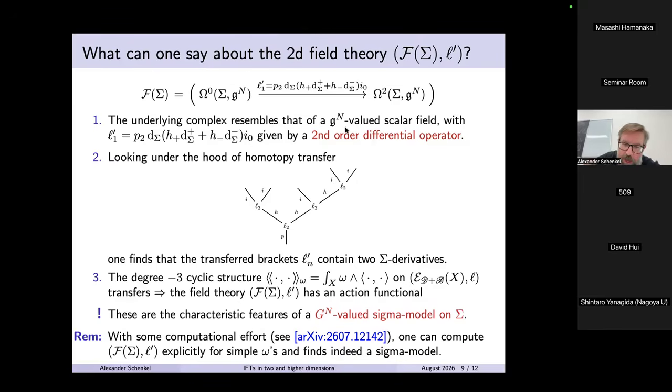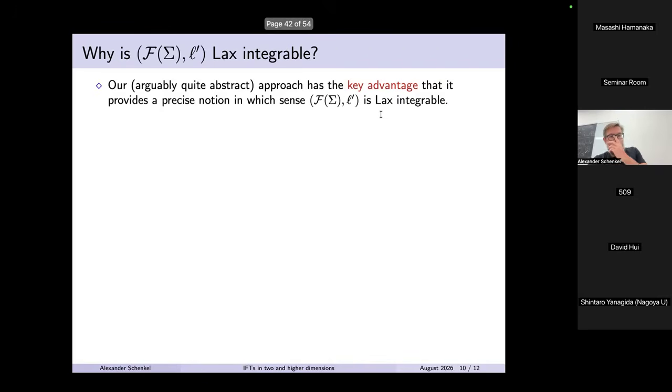Now, with some computational effort, which Benoit pushed ahead quite nicely, you can compute all the brackets in easy examples. Take some simple example of a meromorphic one form, then you can really compute not only the differential, but all the brackets. And you see that what this L-infinity algebra describes is exactly a sigma model. So these homotopical techniques we developed reproduce, at the level of these examples, the expectations from the physics literature.